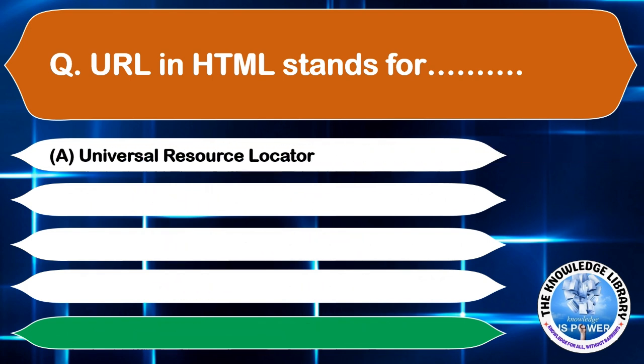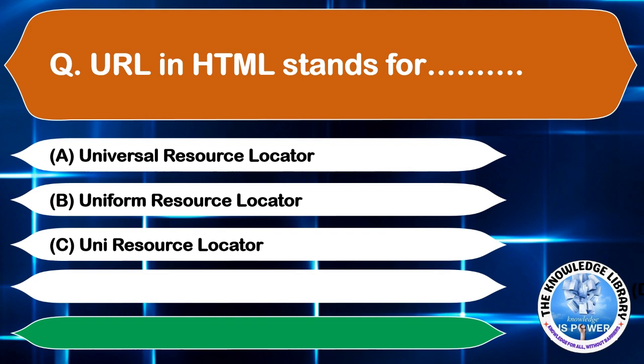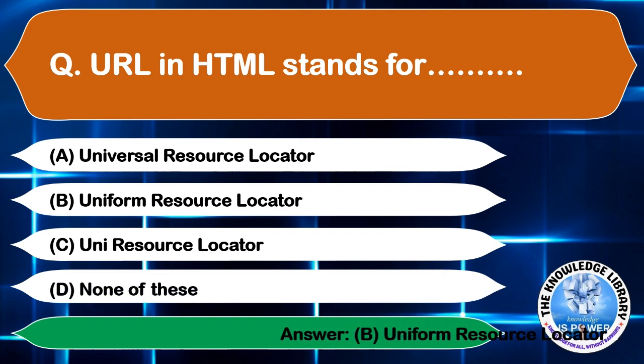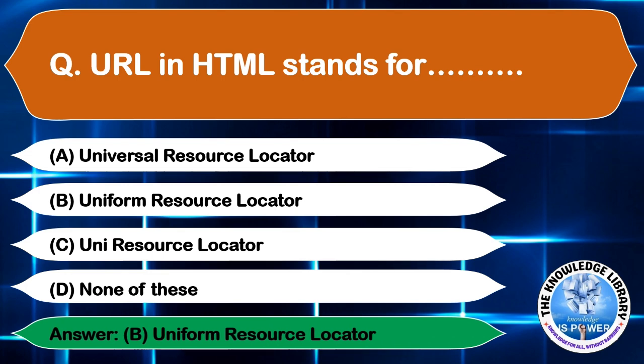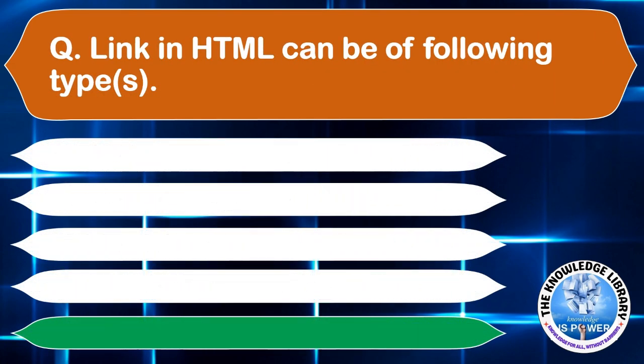The next question is, URL in HTML stands for option A, universal resource locator. Option B, uniform resource locator. Option C, uni resource locator. Option D, none of these. The correct answer is option B, uniform resource locator.